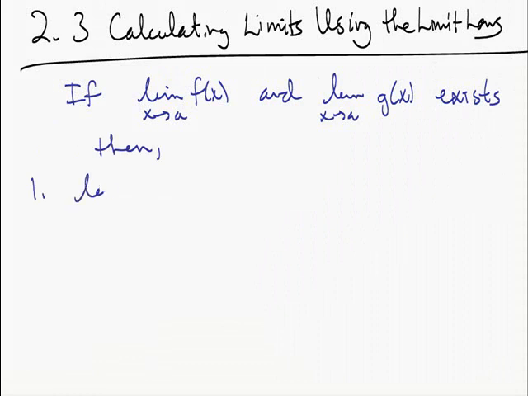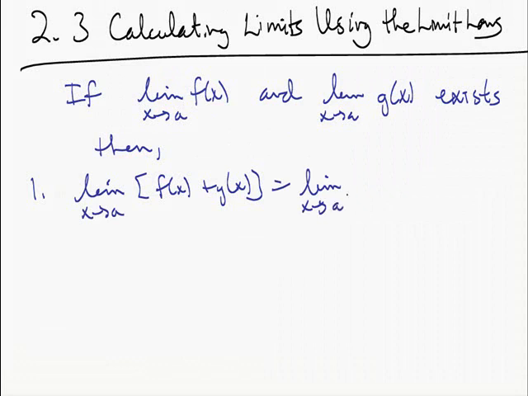The first one says that the limit of the sums is the sum of the limits. So if we take the limit of f of x plus g of x as x approaches a, we can get the same thing by taking the limits individually and adding the results. The limit as x approaches a of f plus the limit as x approaches a of g. That makes sense.